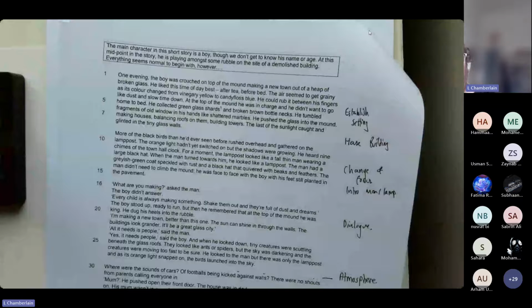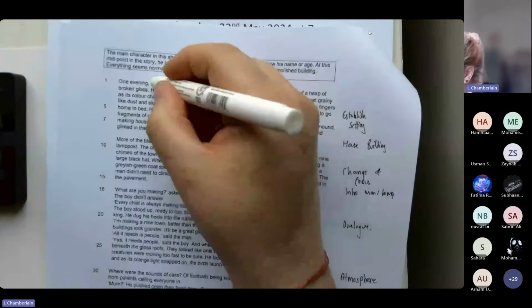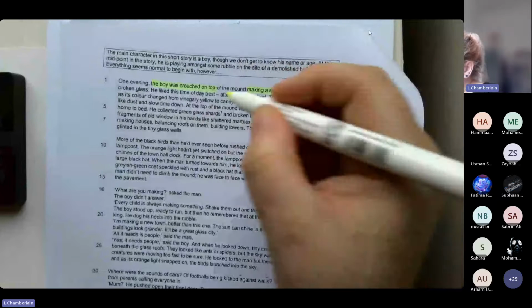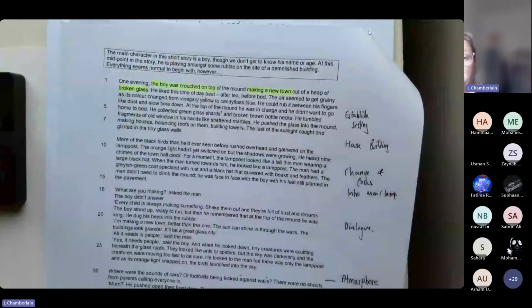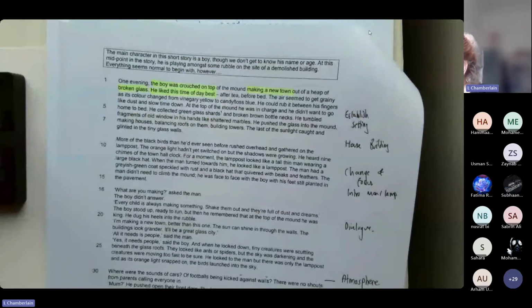One evening, the boy was crouched on top of the mound, making a new town out of a heap of broken glass. So here I can see that it's crouched on top of the mound, that he's making a new town out of broken glass. It then says he liked this time of day best. So I've got 3 things highlighted that I could be writing about now.